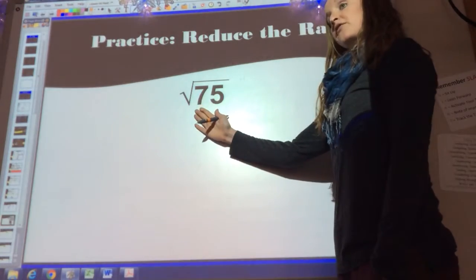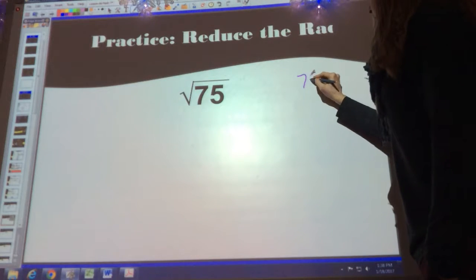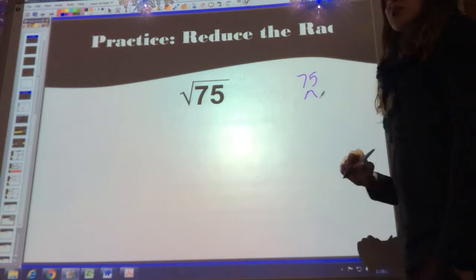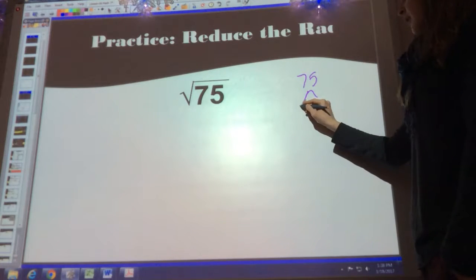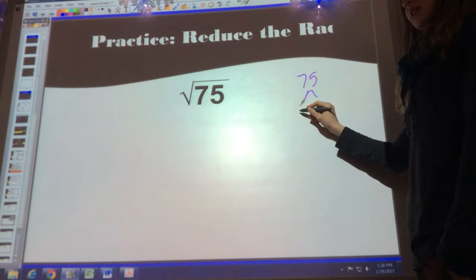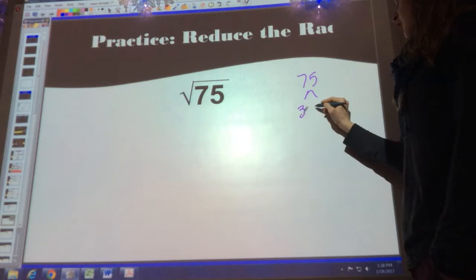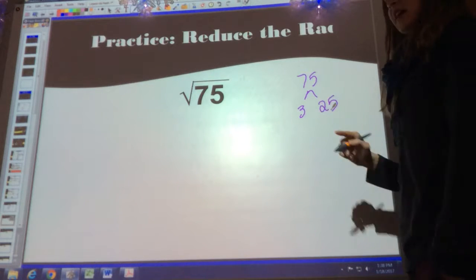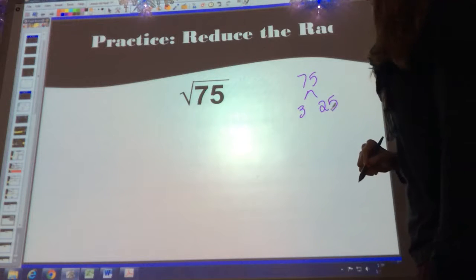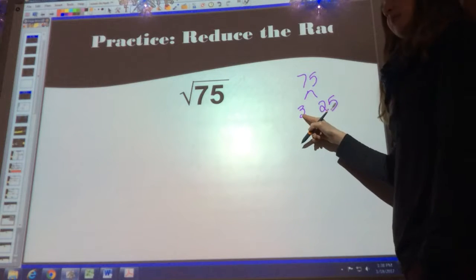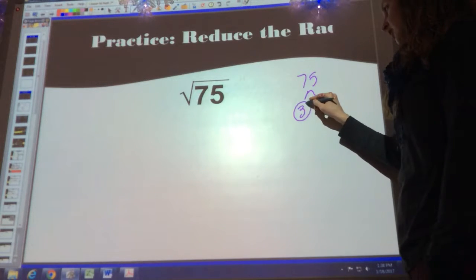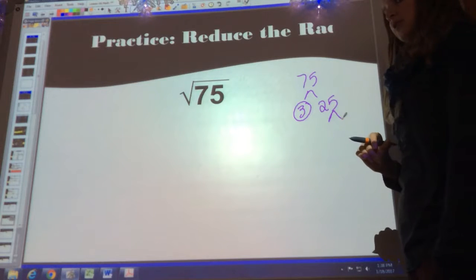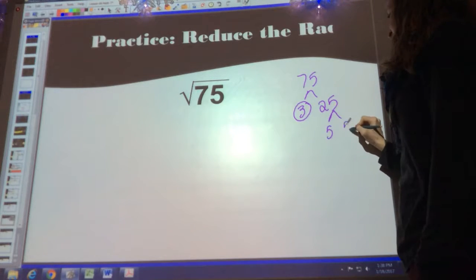We have the square root of 75. And so then we have 75 over here, and we should know what number goes into it since it ends with a 5. 3. 3 goes into it how many times? Okay, it would be 3 times 25. Please write this down, okay? So the square root of 75 equals 3 times 25. Is 3 a prime number? Yes, so we would circle it. What does 25 equal? 5 times 5.